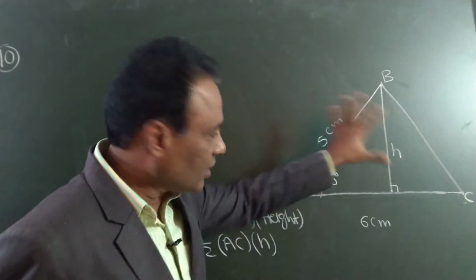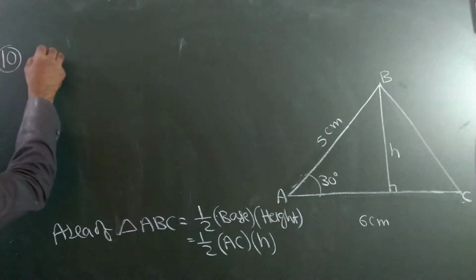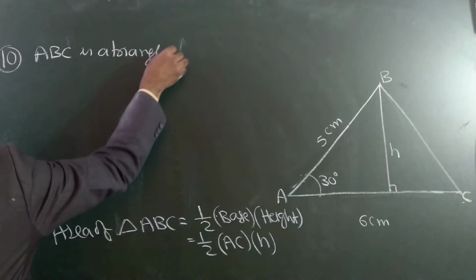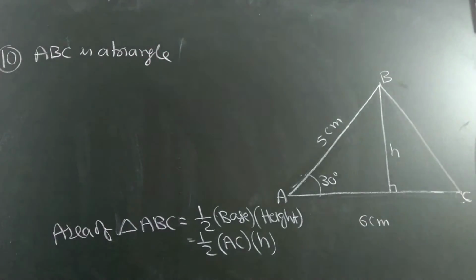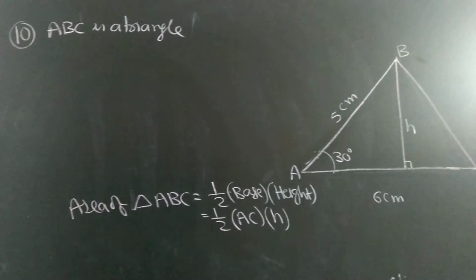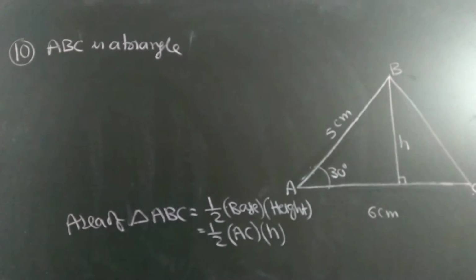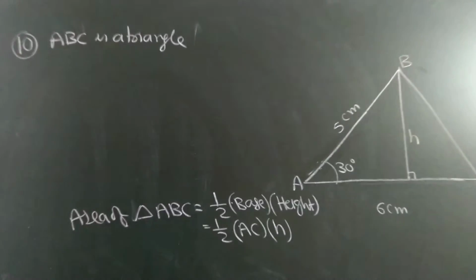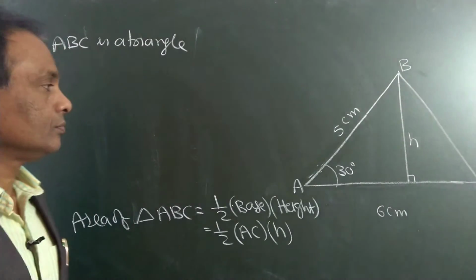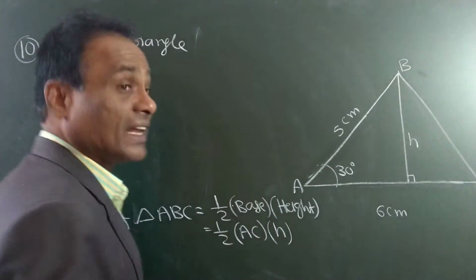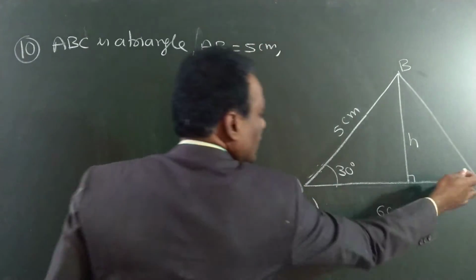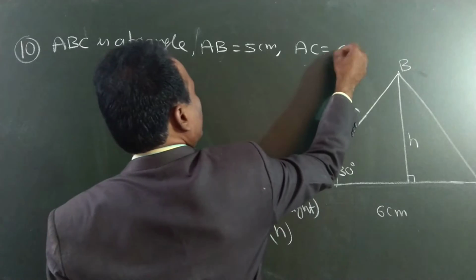First, whatever data is given, you just introduce and write down. ABC is a triangle, it is given. AB is equal to 5 centimeters, AC is equal to 6 centimeters. It is given in the problem, once again I am writing.